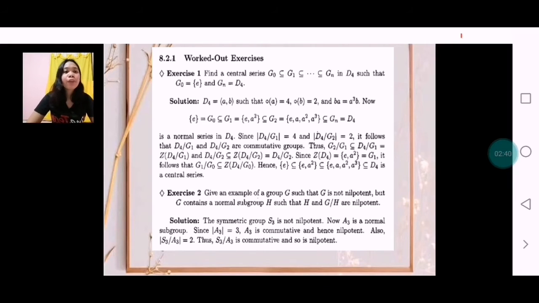Give an example of a group G such that G is not nilpotent, but G contains a normal subgroup H such that H and G divided by H are nilpotent. Solution. The symmetric group S sub 3 is not nilpotent.